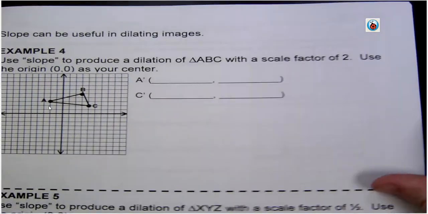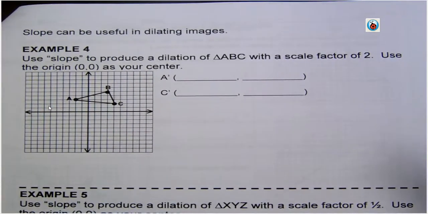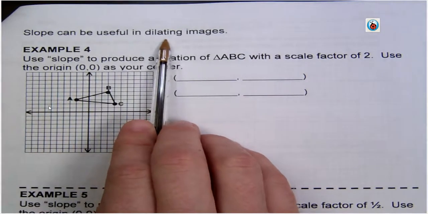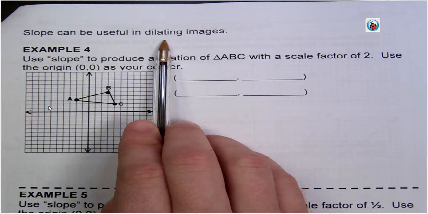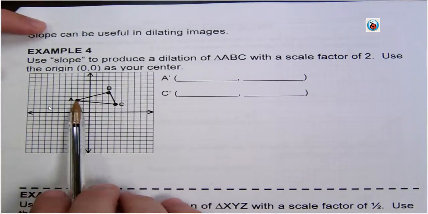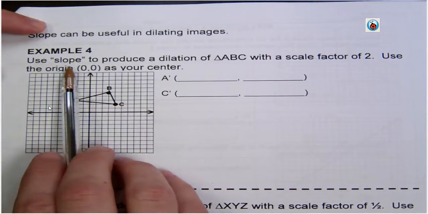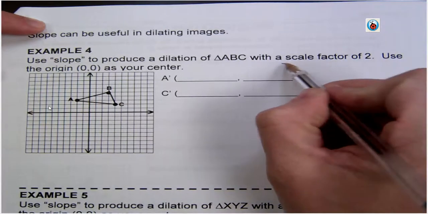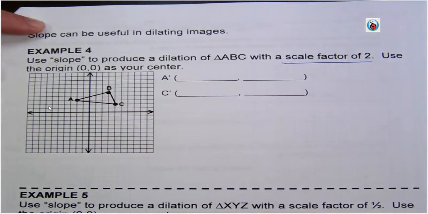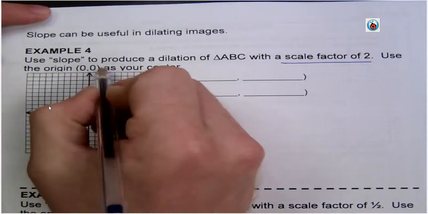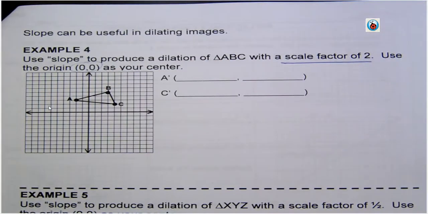So now that we know and remember our information about slope, it can be useful in dilating images. So now I'm going to talk about how to dilate an image, what that means, and how to use slope to help you. So in example 4, we have a triangle ABC. We're going to use slope to produce a dilation of triangle ABC with a scale factor of 2. Scale factor 2 means we're going to multiply and make it 2 times bigger. We're going to use the origin, 0, 0, as our center.